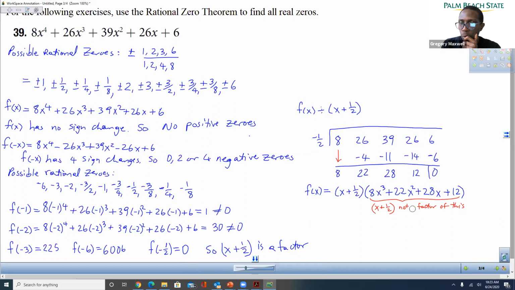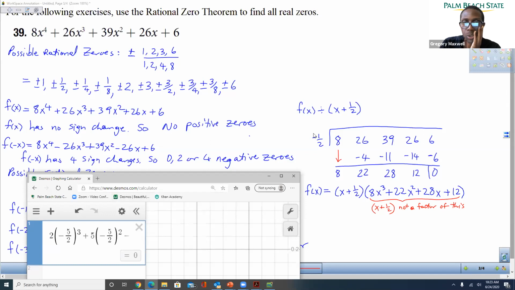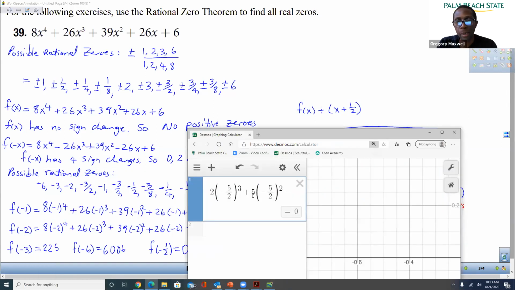Did you try negative 3/4 and see if it worked? Oh, it could take forever on a test, but let me show you something quickly that would save you some time on the test. This is why I also put the link to Desmos. Note carefully what I'm going to do here.